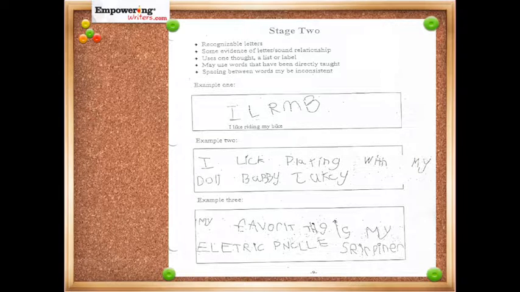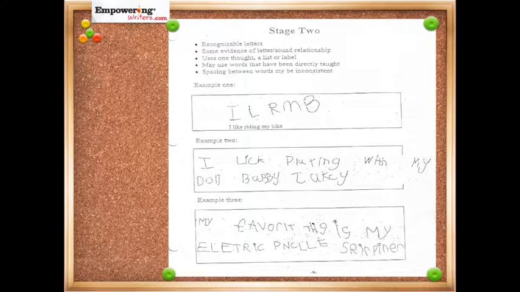And you can see that they use the first letter of every single one of those words. The second student writes, "I like playing with my doll, baby Jakey." And student number 3, "My favorite thing is my electric pencil sharpener." Gotta love that kid, right? So in this stage, what you find is that students are beginning to understand that the letters that they write correlate with the writer's ideas. It's still a list or a label or really just one thought.